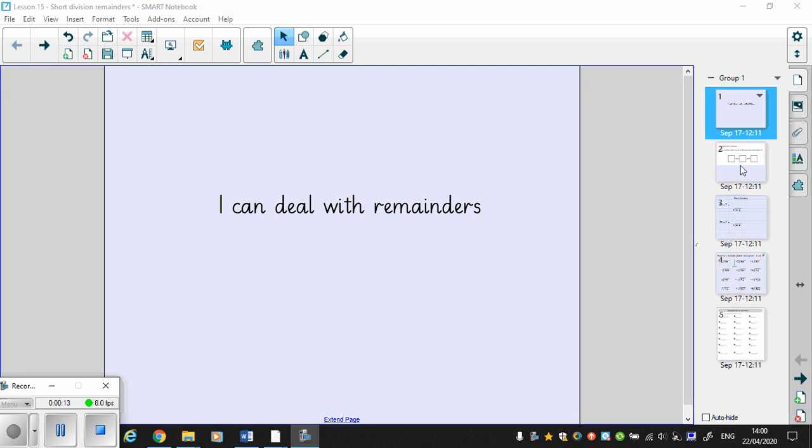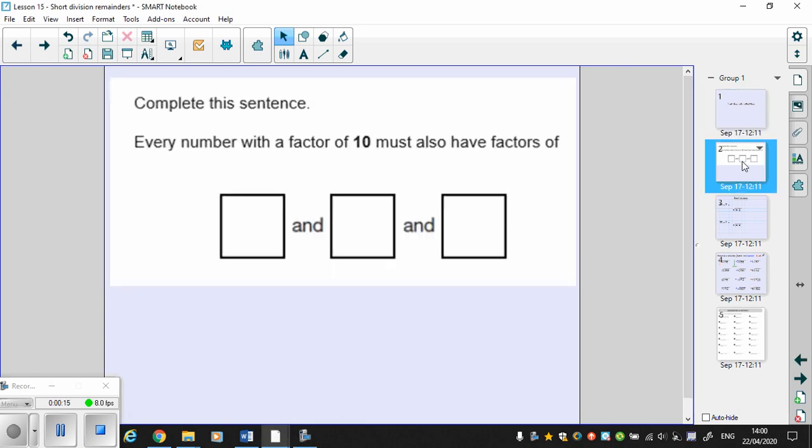But before we get started on that, let's have a bit of a warm-up and remind ourselves about factors. Factors come in pairs. So, factors of 20 are 1 and 20, 2 and 10, 4 and 5. They always come in pairs, except if the number is a square number.